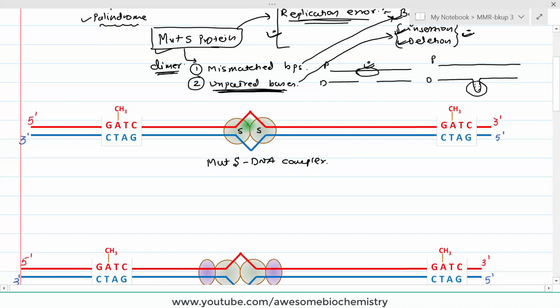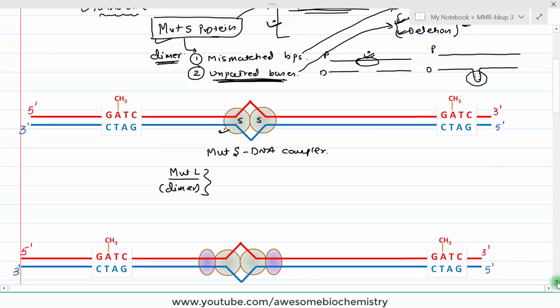Just identification is not complete. Now this part has to be repaired. For that, there is one more protein, that is MutL protein. Again, MutL protein in the dimeric fashion, just like MutS, binds with this MutS. So this is MutS protein and this is MutL protein in the dimer. In the diagram, I had shown MutL proteins not bound with each other, but in reality, in the three-dimensional structure, this MutL and this MutL are bound with each other. But for the clarity of the diagram, I had not shown that.